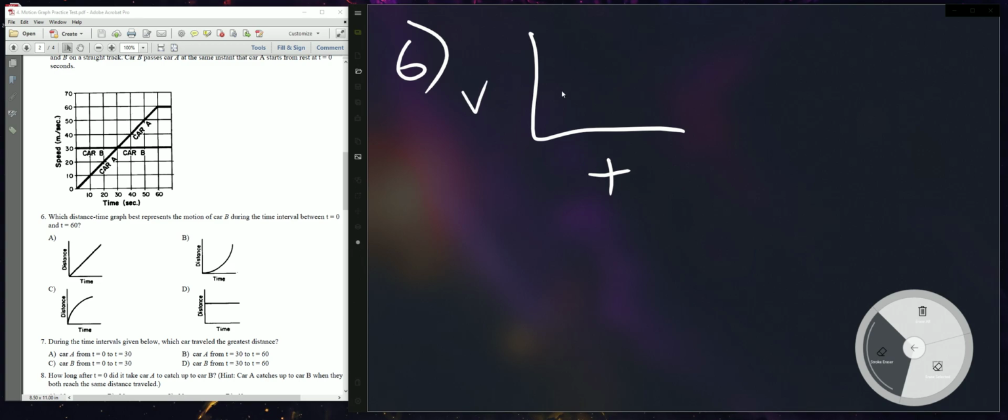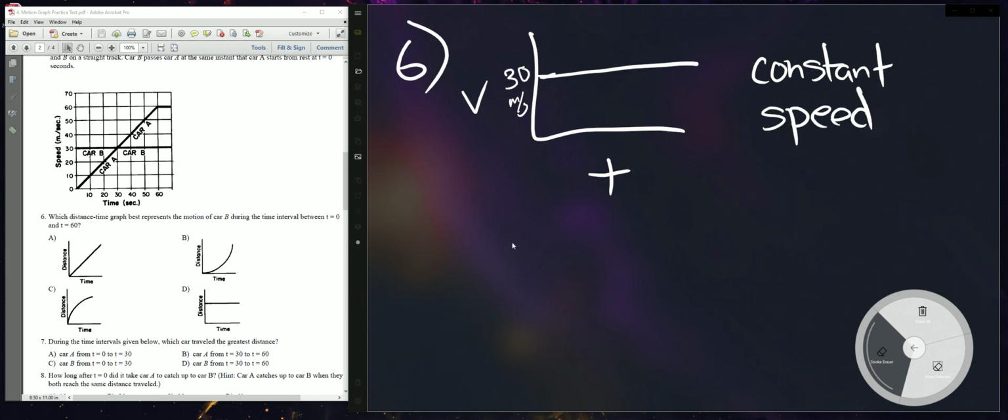Number 6. What distance time graph best represents the motion of car B during time interval t equals 0 to t equals 60? What you'll see in this speed time graph is that car B has a straight line. Let's call this 30. So that must mean that over time, my velocity is always 30. So we can say that it's a constant speed.